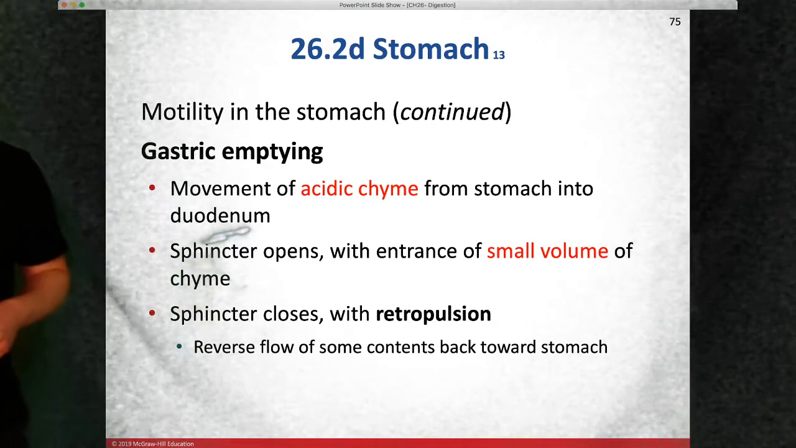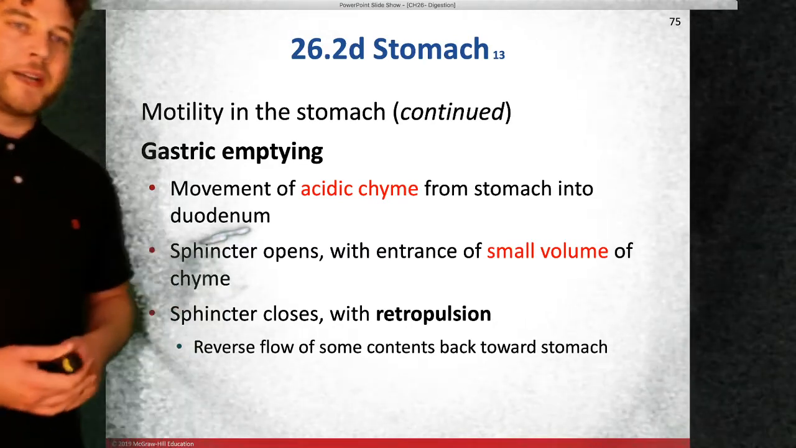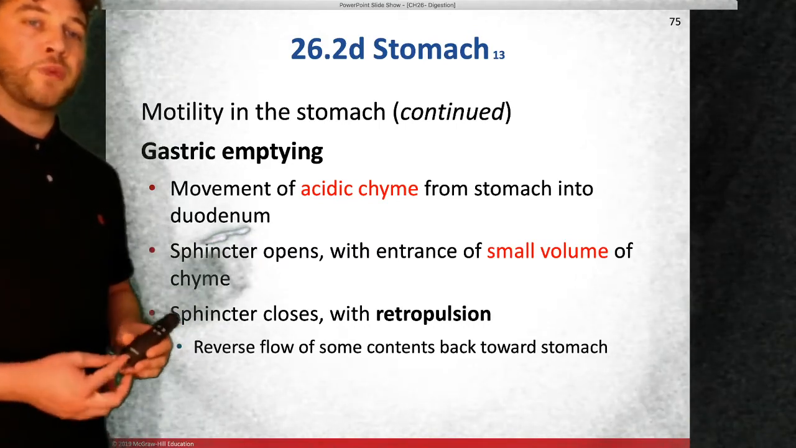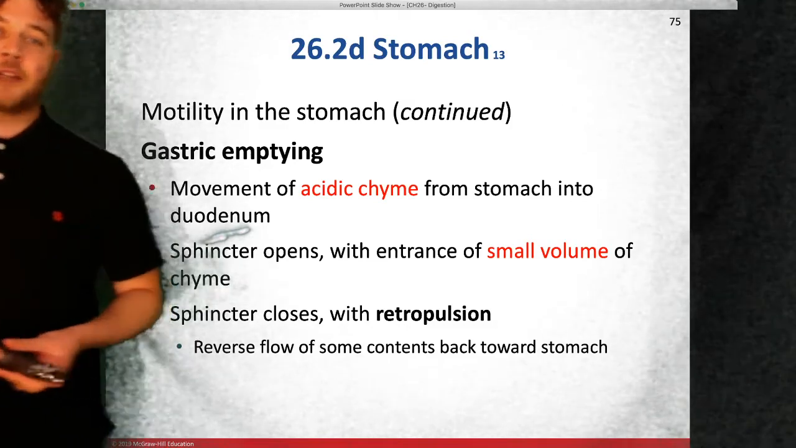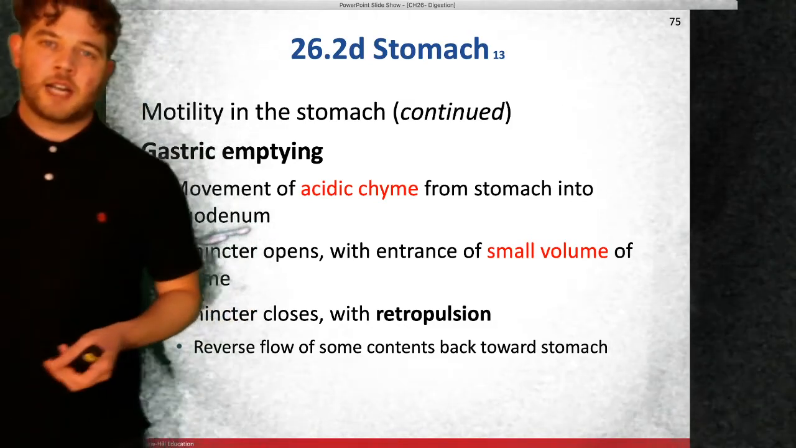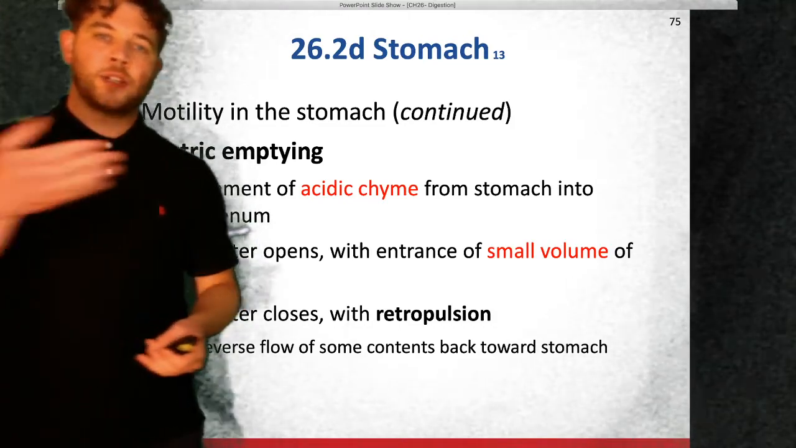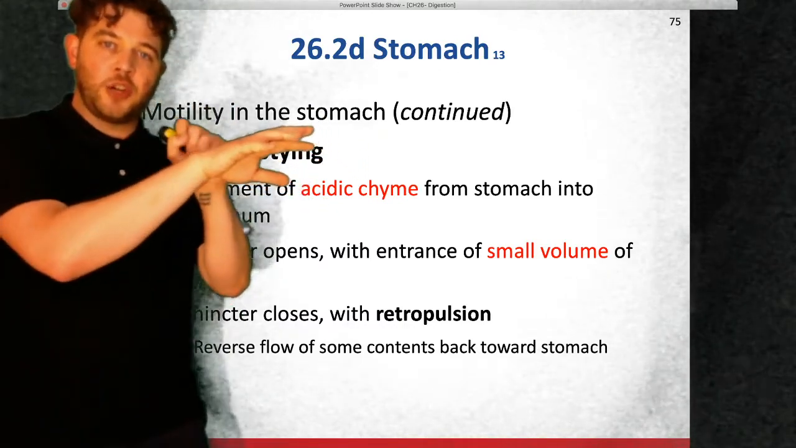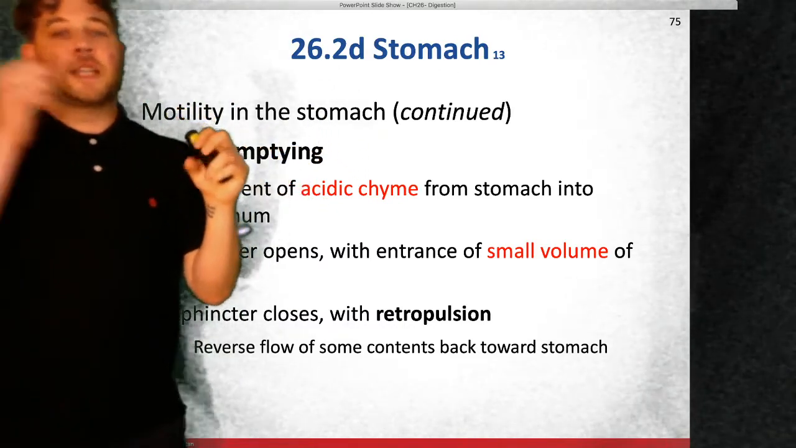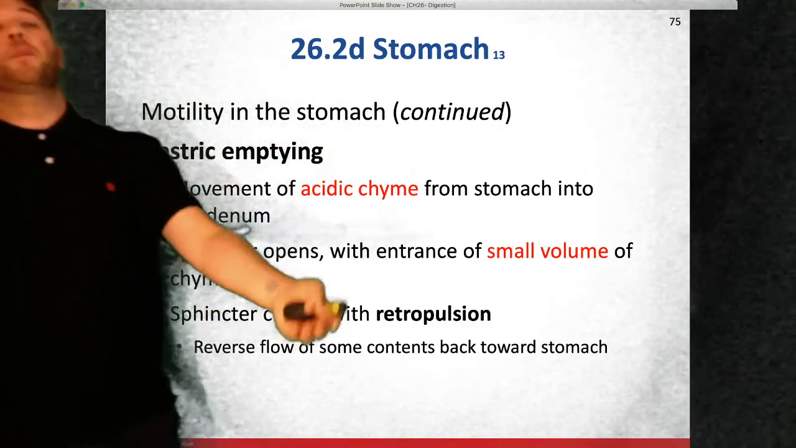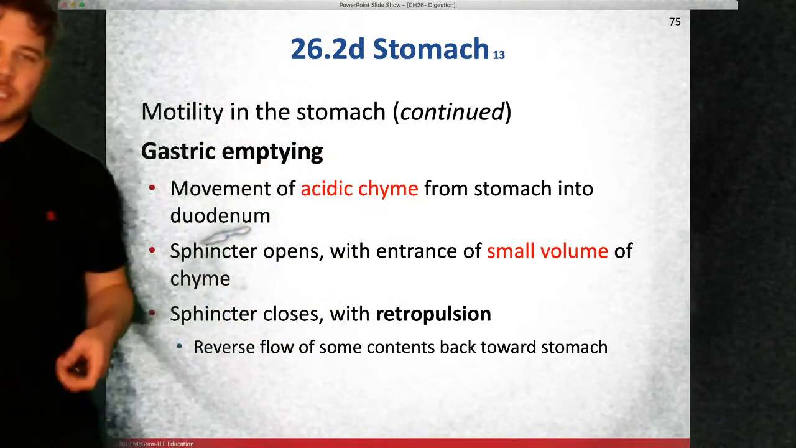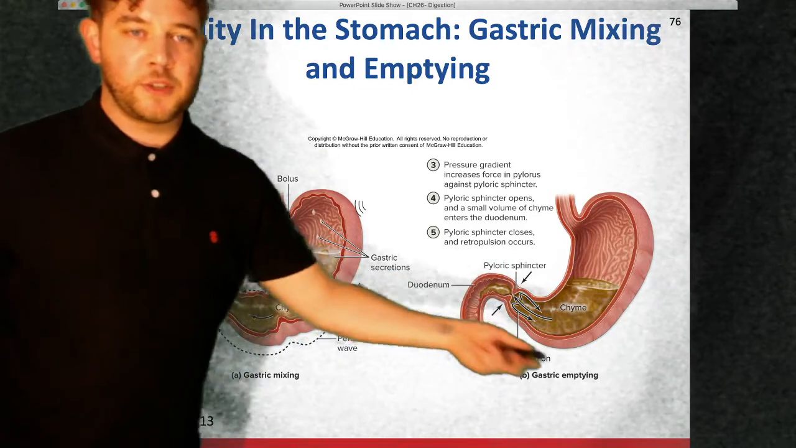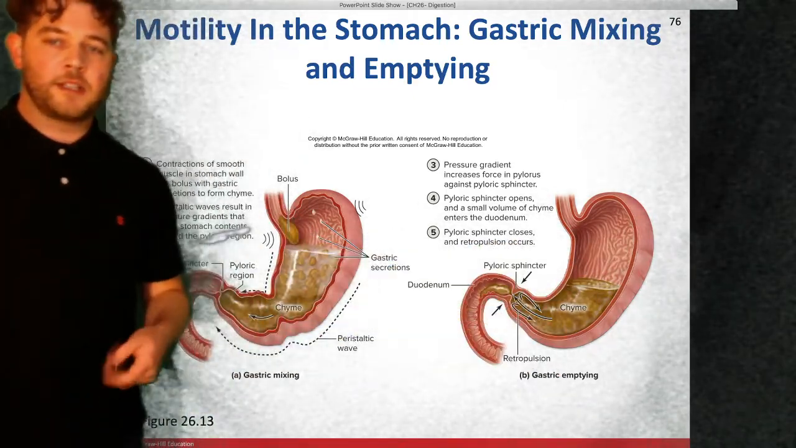Gastric emptying, then, is movement of acidic chyme from the stomach into the duodenum. The pyloric sphincter will open with entrance of a small volume of chyme. The sphincter closes with retropulsion, which is the reverse flow of some contents back towards the stomach. So essentially, once chyme gets into the pylorus, it's under fairly high pressure, and so it's going to push up against the pyloric sphincter, and that will open a little bit, and it will let a small amount out, and then it's going to close, and it closes so strongly that the fluid contents of the chyme in the stomach are actually going to push back on themselves and, like a wave, mix back in with themselves even more and increase mixing. You can see how here the pyloric sphincter closes and then allows the chyme to mix even more in the pylorus.